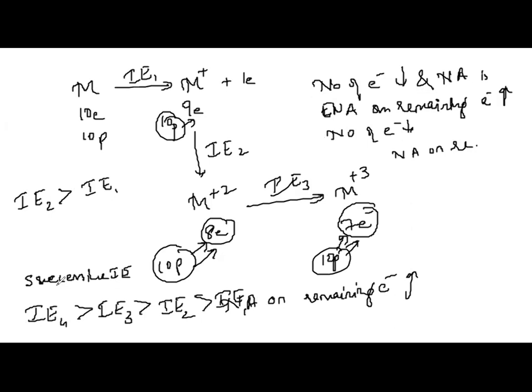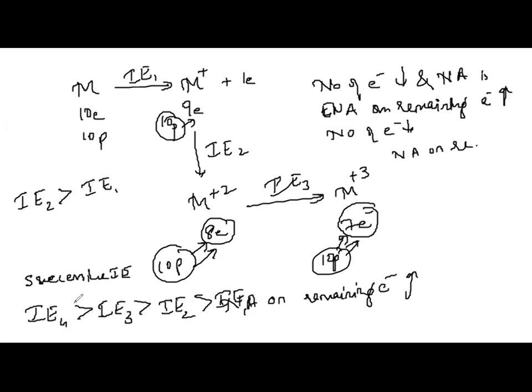of electrons decrease. As the electrons are lost, the number of electrons decreases. When the number of electrons decreases, the nuclear attraction on the remaining electrons increases. When nuclear attraction increases, what does it mean? Electrons are held more strongly. That time you need to put more energy in order to remove the electrons. Understood? Therefore, what happens? IE1, IE2, IE3, IE4 are called successive ionization energies.